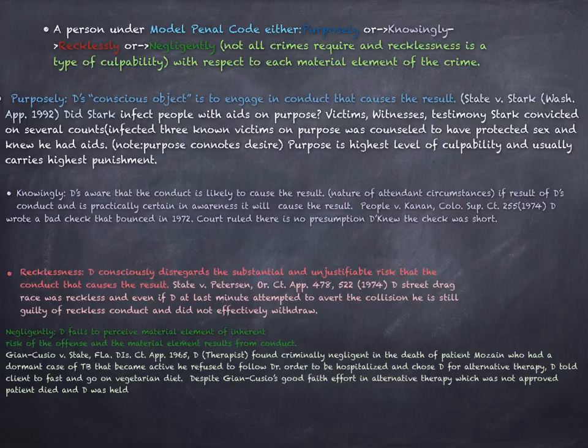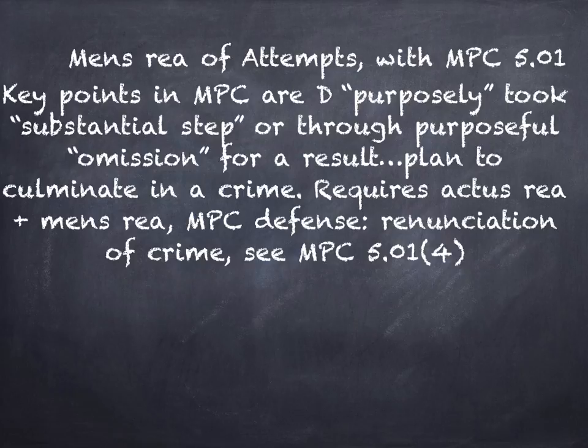But this is the kind of stuff you'd probably want to put in your outline, just a general statement of what it means, but you don't have to put all these details, but you need to understand what it means. So the mens rea of attempts, MPC 501, points are that the defendant purposely took a substantial step or, through purposeful omission, a result planned to culminate in a crime. It requires actus reus plus mens rea. And the MPC defense is renunciation of the crime.